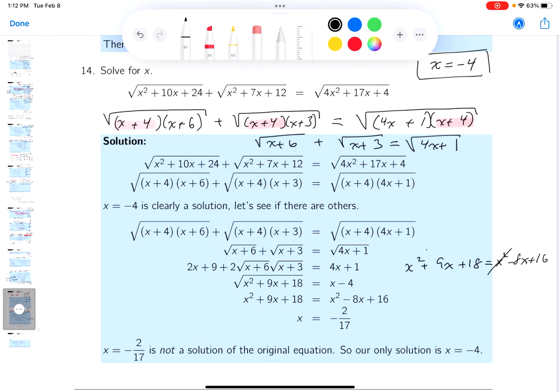Take x squared from both sides, add 8x to both sides. That would give you 17x, and then 18 minus 16 is 2... so you get an answer. And I've got to be honest with you, most students, they're exhausted at this point. They don't know what to do. But we do know one solution works with a problem. The question is, does this work over here?